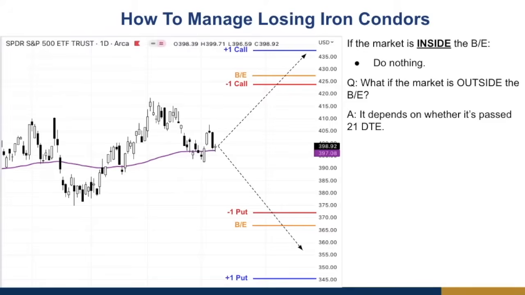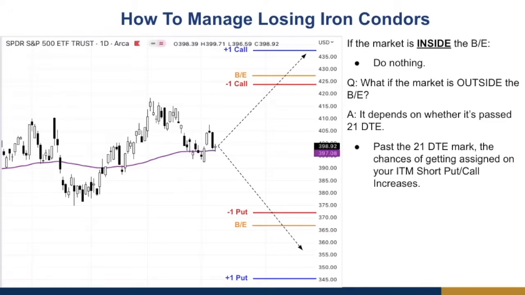And the reason why you want to manage at 21 days to expiration, one of the reasons is because when you go past the 21 days to expiration mark and your short call and your short put are both in the money, this is where the chances of you getting assigned increase. If the market goes past this short put with less than 21 days left, then your extrinsic value is decreasing rapidly by the day. So what determines whether your short call or your short put is going to be exercised by the buyer of this option comes down to how much extrinsic value there is left in this option.